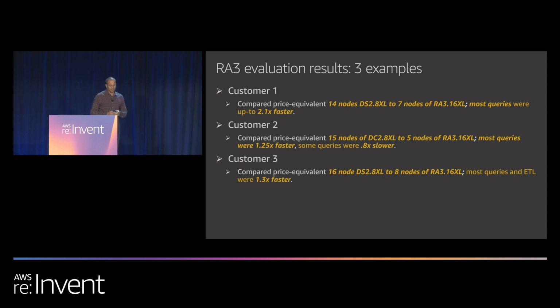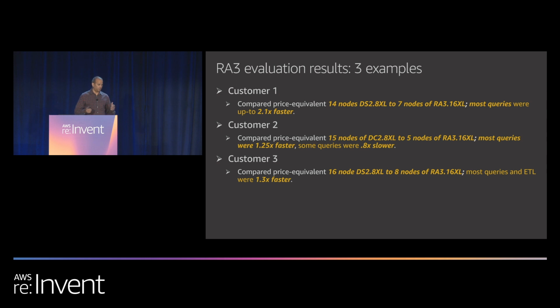Another example is customer 3 here. They compared 16 nodes of DS2 8XL to 8 nodes of RA3 16XL in 2-to-1 node count ratio. And based on that, they found most of their queries and ETL were 1.3 times faster. And the reason why I skipped customer 1 example would be clear to you in a minute when I'll introduce to you the customer 1 here on stage, so they can talk about it better than I can talk about it.